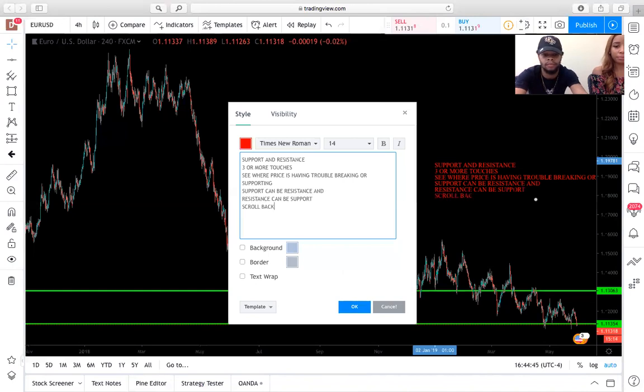Verify. You want to see how our price reacted back in time, the history of what price did when it got to that horizontal line that you drew. React to the line.